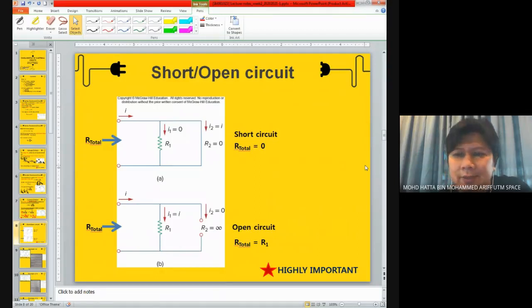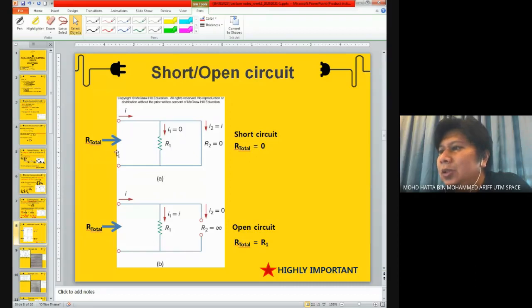This is about open and short circuits. Open and short circuit means that if you have a short circuit and you have an open circuit. Here, a short circuit means that resistance drops to zero because this is only a wire which is shorted in the circuit. If you look at the short circuit, you can see that the whole current supplied from the source into these two branches will flow into this shorted path.